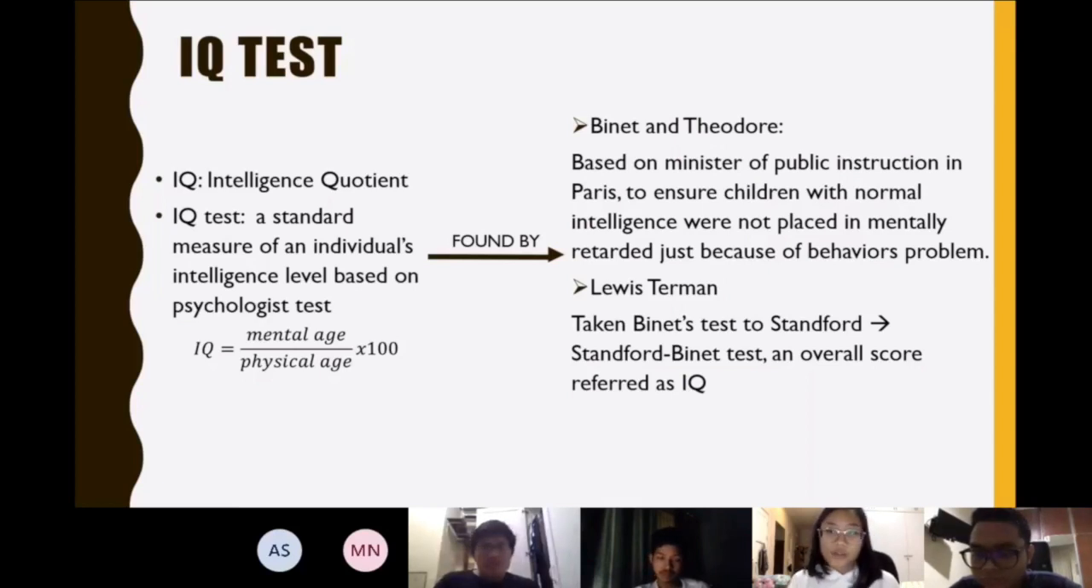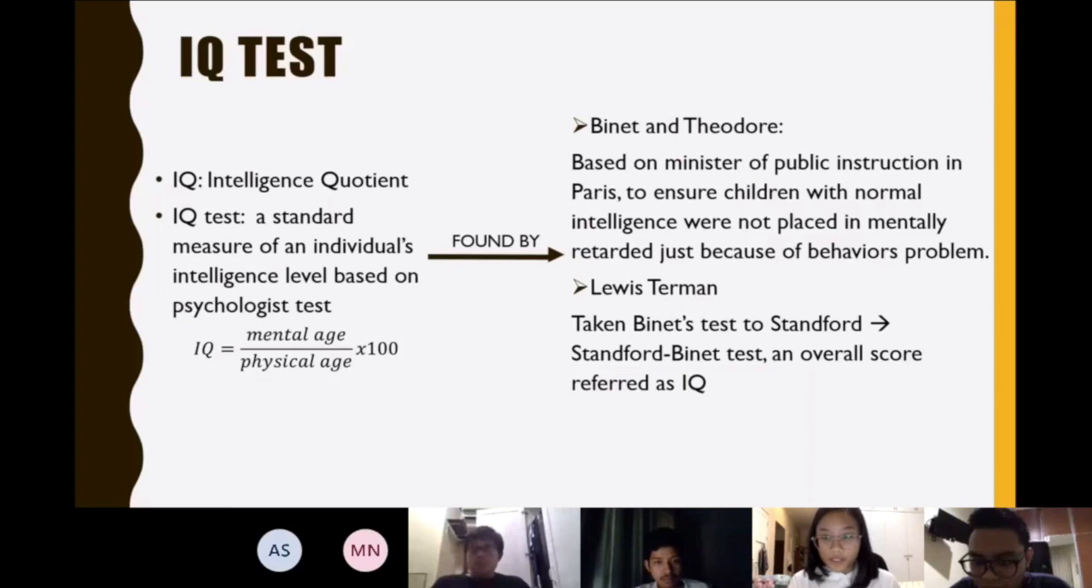Before we talk about the distribution of IQ tests, for example, if a child has a mental age of 12 after he took the test, and his physical age is 10, you just need to divide 12 by 10 and then multiply by 100, and basically his IQ is around 120, which means that he is above the average IQ.